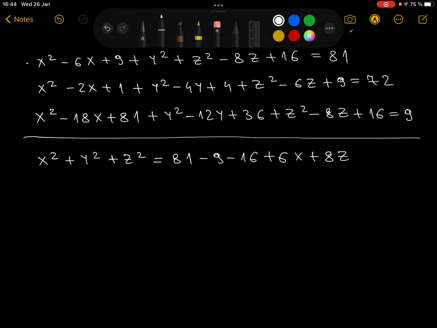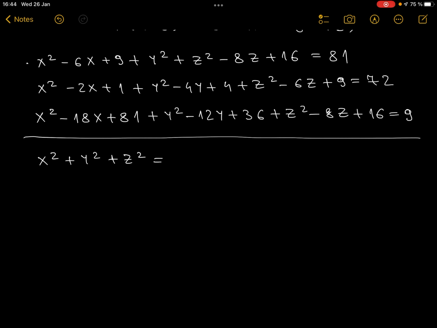Or I can just rewrite that as 81 minus 9 minus 16. That's the same as 81 minus 25, which is the same as 56. So I'll rewrite this as 56 plus 6x plus 8z. Okay?